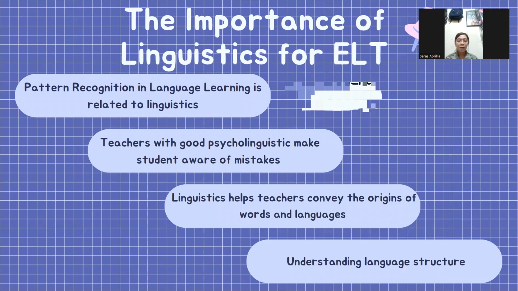And then I will explain about the importance of linguistics for English language teaching. For the first is pattern recognition and language learning is related to linguistics. One way to teach students a second language is to point out the similarities and differences between the new language being taught and another language familiar to the student, or mother tongue. This method will help the student acquire a basic understanding of the new language and to identify the new language. However, teachers should apply the type of linguistic theory most appropriate to the situation.